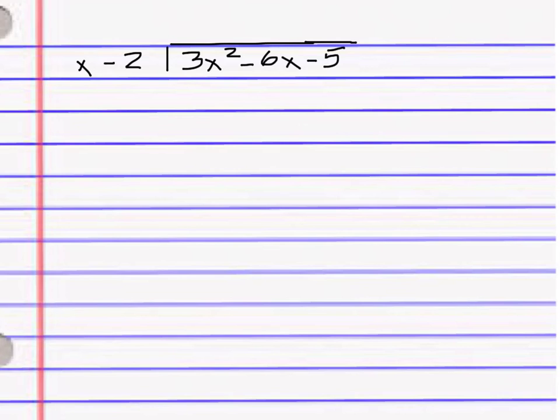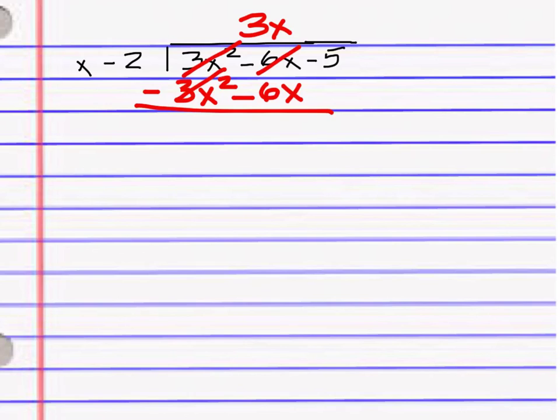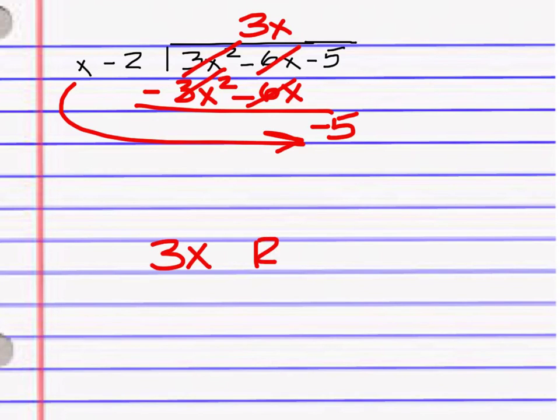On the practice problem here, x times 3x will give me 3x squared. So it should be 3x here, and multiply it by x minus 2 to get 3x squared minus 6x. When you subtract, these cancel out, as well as these. Those cancel out. So you're left with 0. And then you drop a negative 5, and there's nothing we're going to be able to multiply by here to get this. So your answer is simply 3x, remainder negative 5.